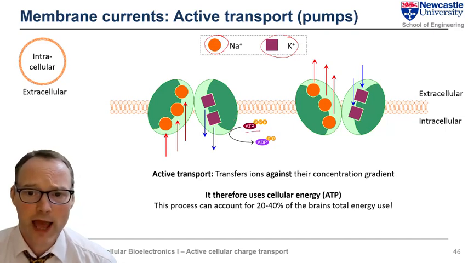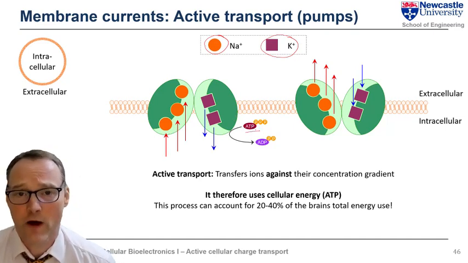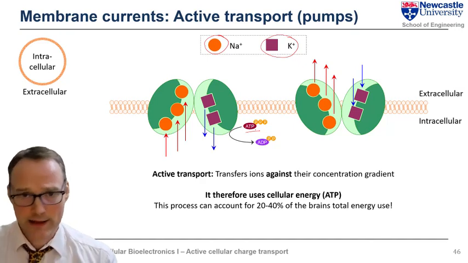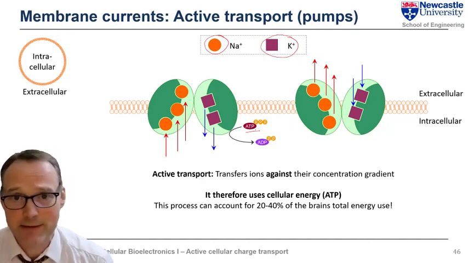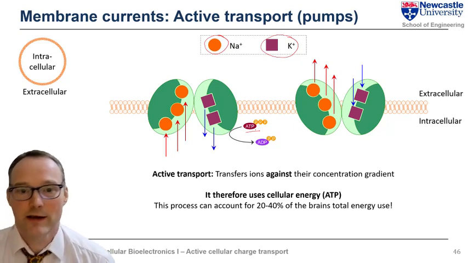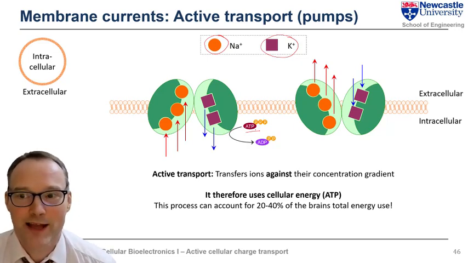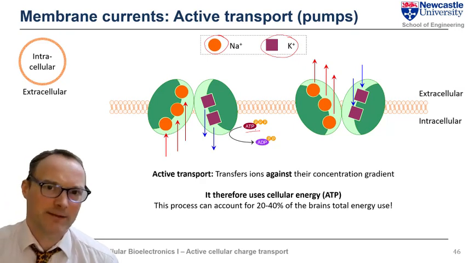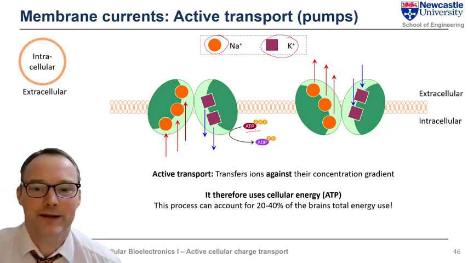This energy comes in the form of adenosine triphosphate, or ATP. The ATP is converted to ADP, adenosine diphosphate, and that loss of a phosphate gives the power to that system. So it's a bit like the petrol in a car, if you like.